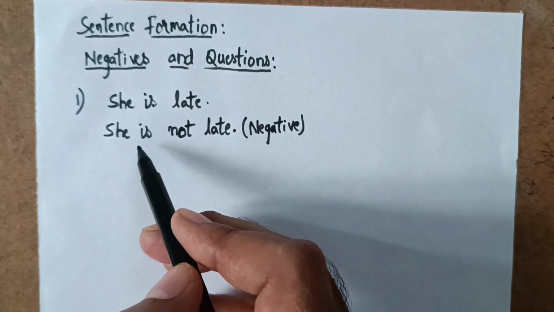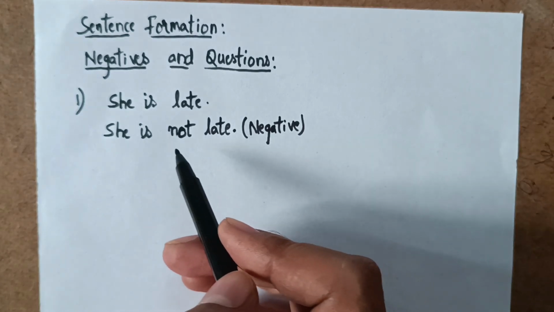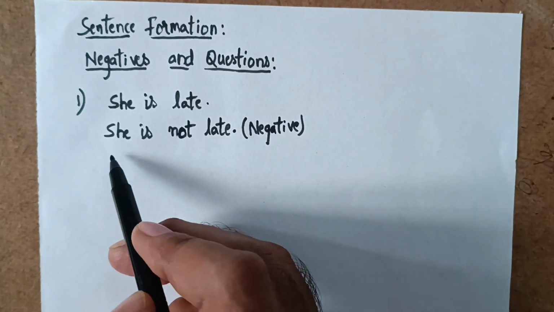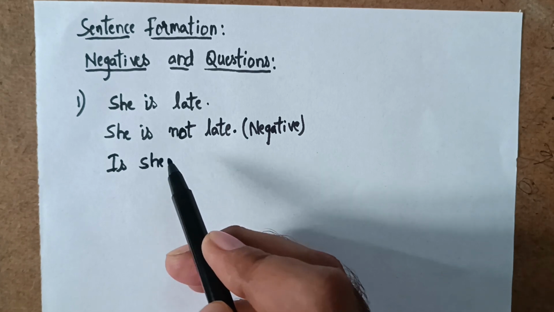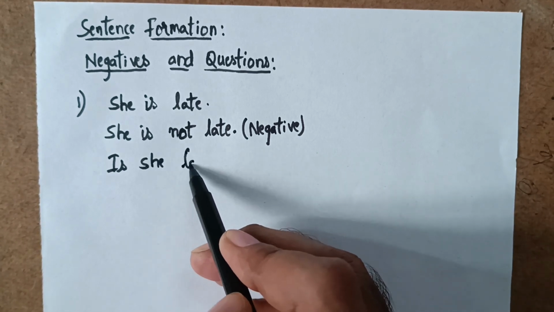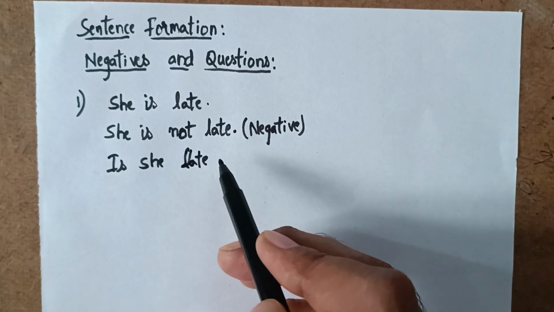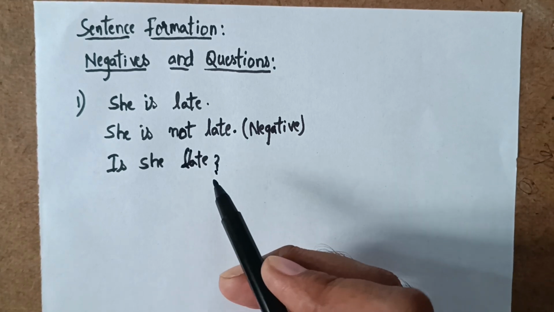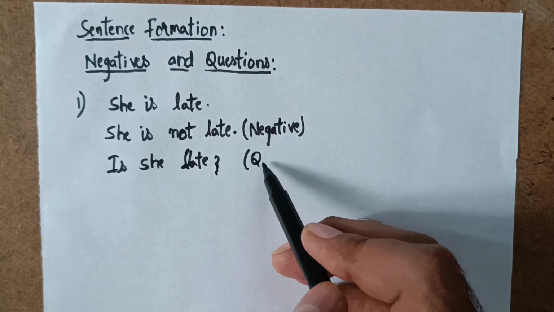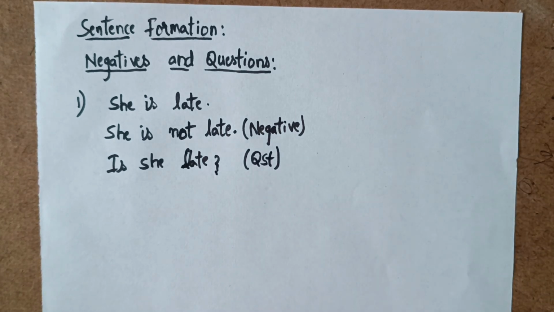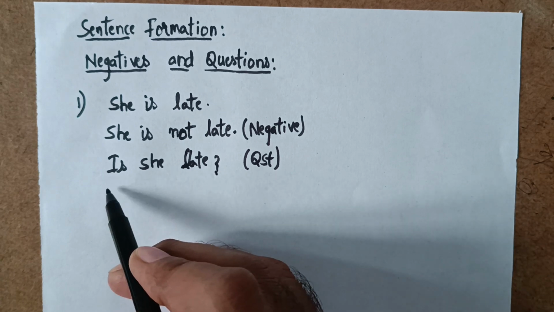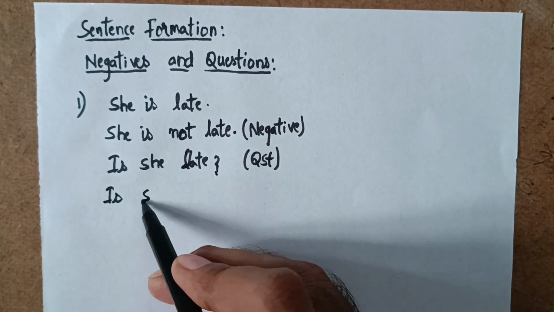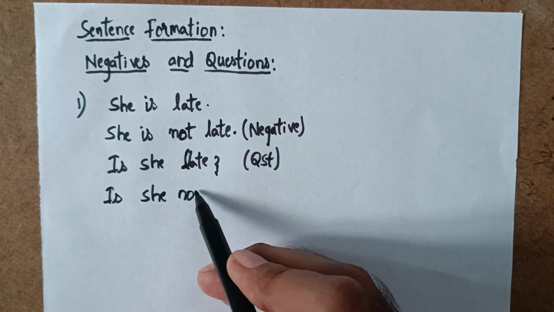Now, she is late. She is not late. If I want to convert it into a question: is she late? This is the question form. She is late. She is not late. Is she late? If I want to convert this into negative: is she not late?